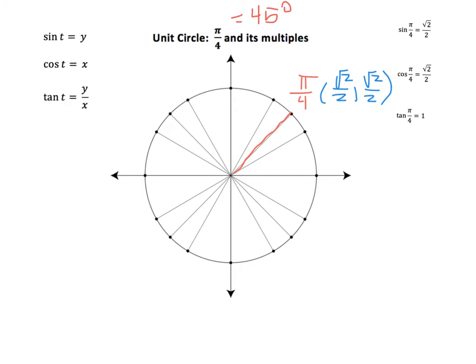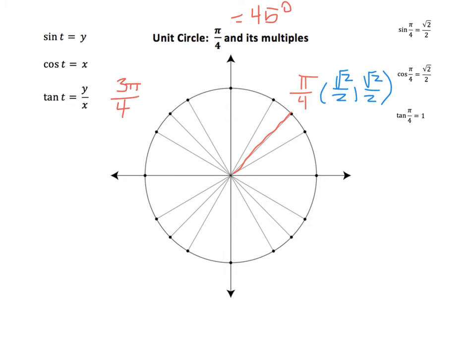Now let's look at the next multiple. We've got pi over 4, 2 pi over 4, but that's pi over 2, which we took care of in the previous slide. Here we have 3 pi over 4. So label that as 3 pi over 4. We want to write down the corresponding point.